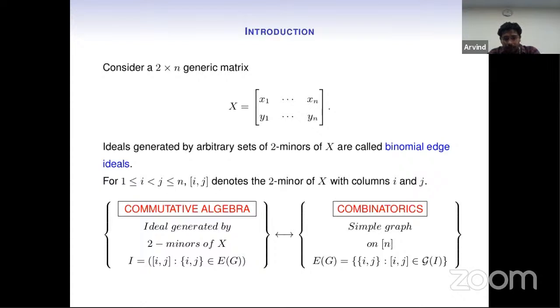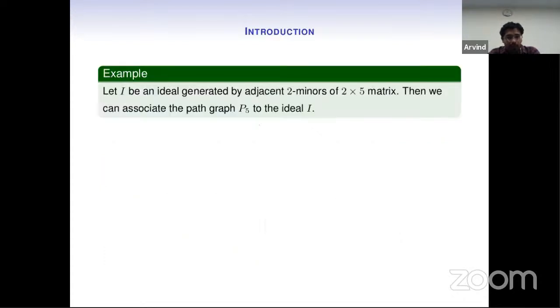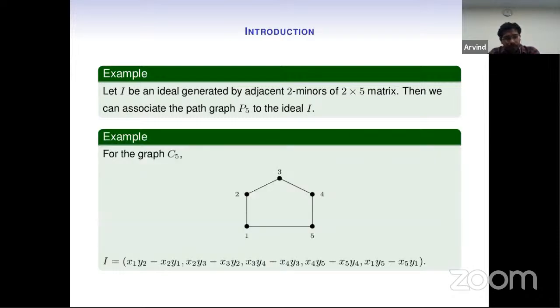For example, if we consider I to be an ideal generated by 2-minors of a 2-cross-5 matrix X, then the associated graph to the ideal I is the graph P5, the path on 5 vertices. And if we consider the graph C5, the cycle on 5 vertices, with the following labeling, then corresponding to each edge we have a unique binomial, such as X1 Y2 minus X2 Y1. In this way, this ideal is generated by 5 binomials, where each binomial corresponds to one edge in this graph.